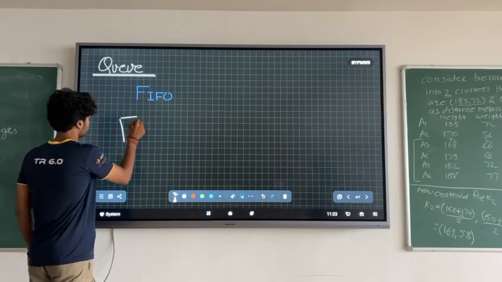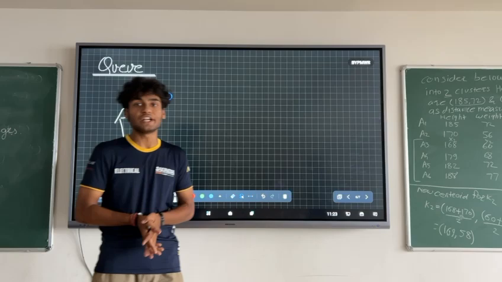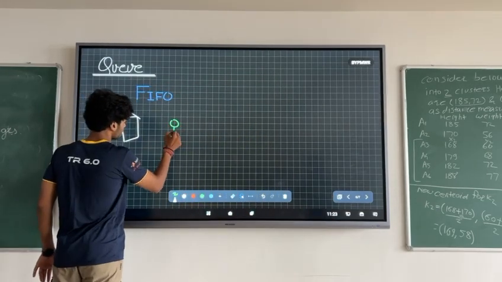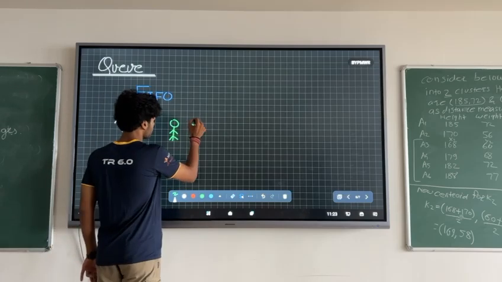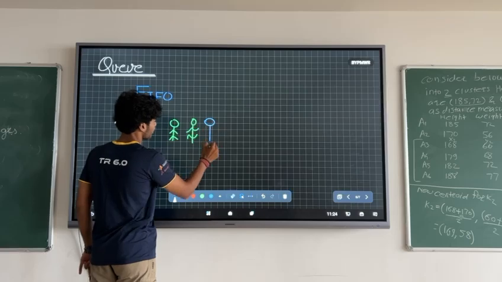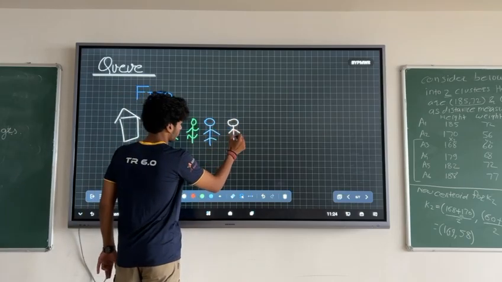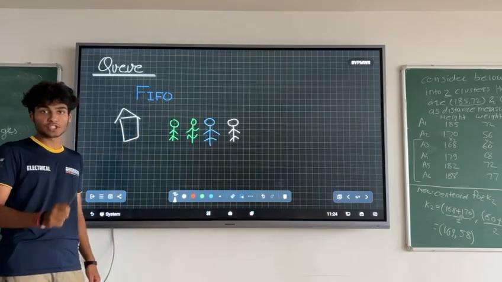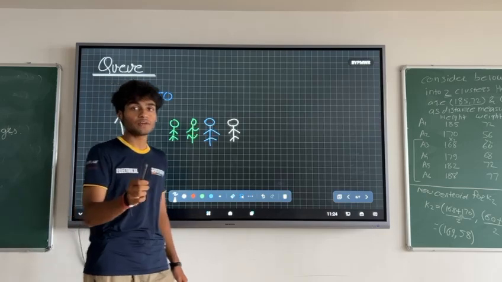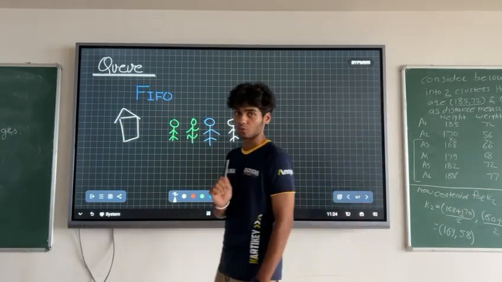Here is our shop, and let's assume that there are 4 customers waiting in line to pay the bill to the shopkeeper. So our first customer is standing here, our second customer is standing here, our third customer is here, and there is our 4th customer. As we can see in this queue, or in this line, the first customer is the one who came first to the shop, that is, it was the first element inserted in our queue.